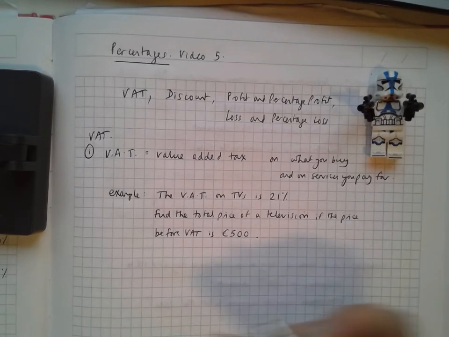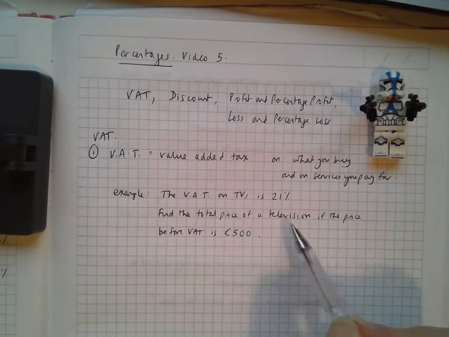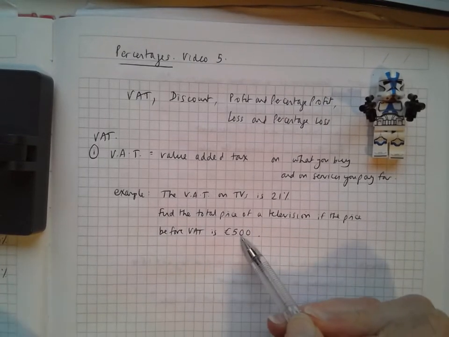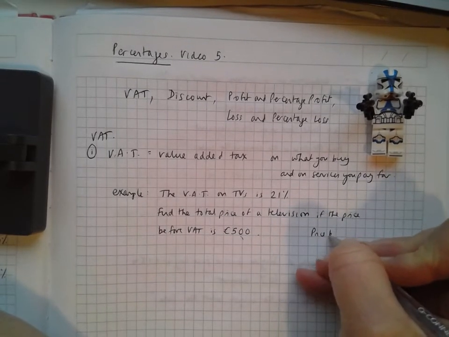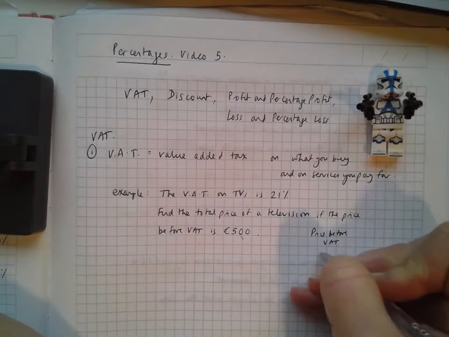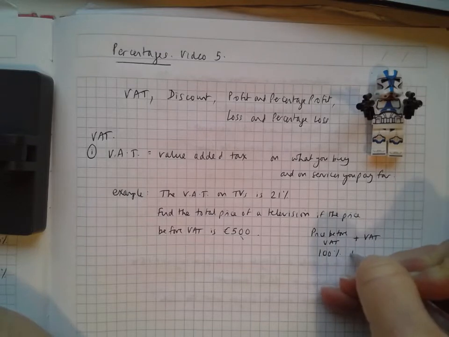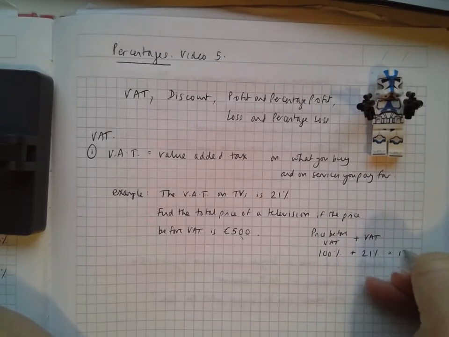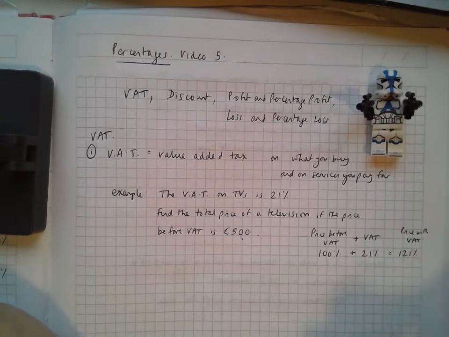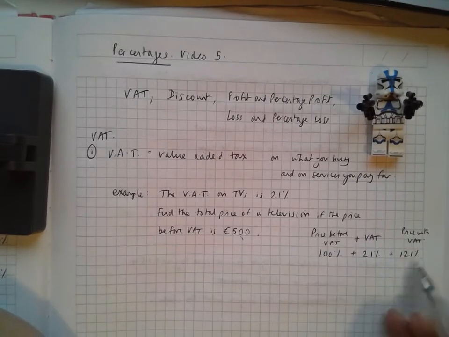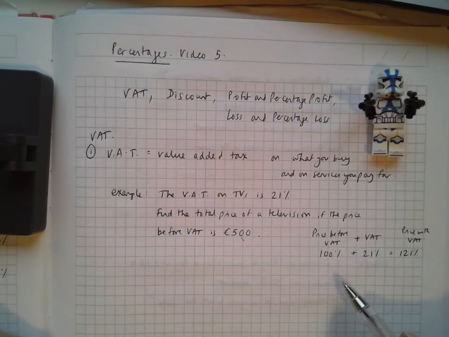So here's an example. The VAT on TVs is 21%. Find the total price of a television if the price before VAT is €500. So basically, you've got your price before VAT, which is 100%, and then we're going to have to increase it by adding on 21%, because that's what the VAT is. So our price with VAT is 121%. That's worthwhile getting into your head, because when we get to more complicated questions, it's useful to know the percentages and how they work out.